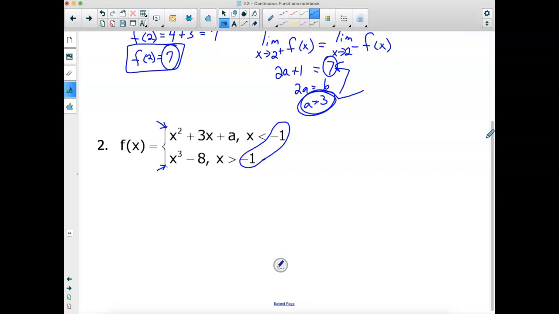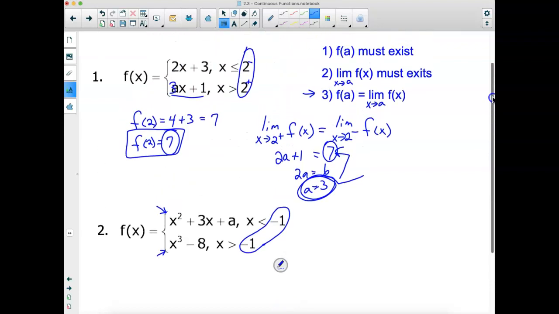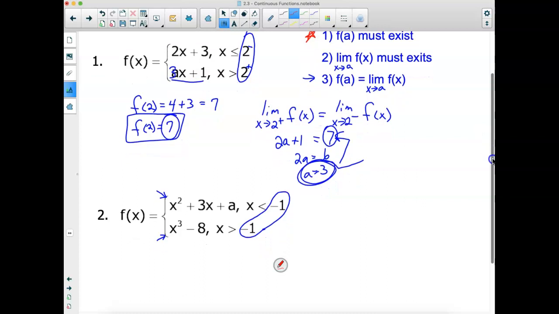So what value for a would make this continuous? Now think about that a second, but be really careful here. Because remember, in order to find a value for a, my continuity rules have to happen. f of a must exist. The functional value at -1 is going to have to exist.